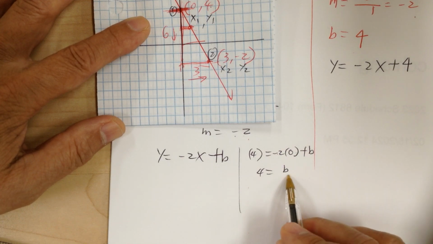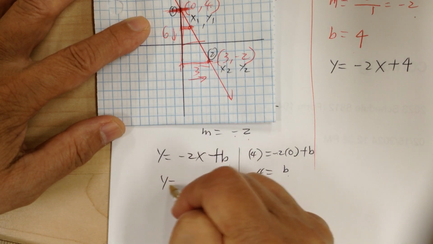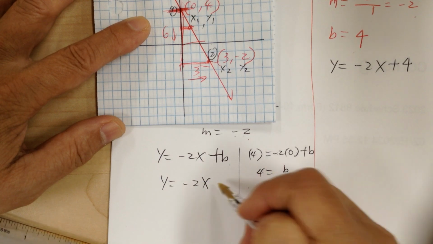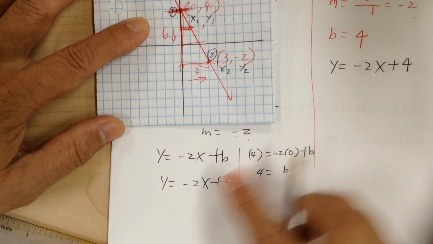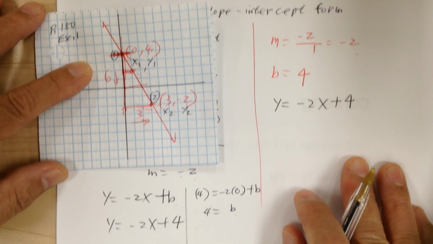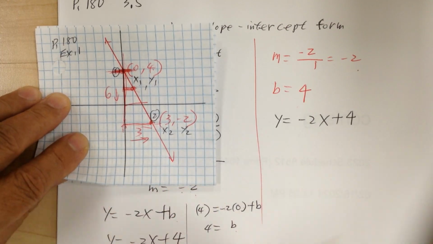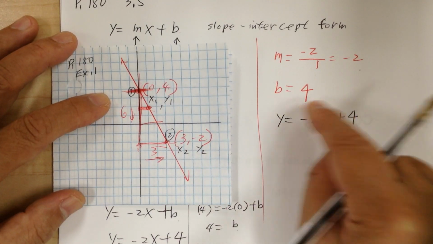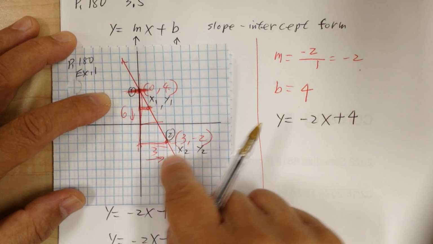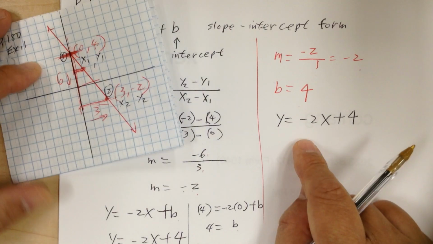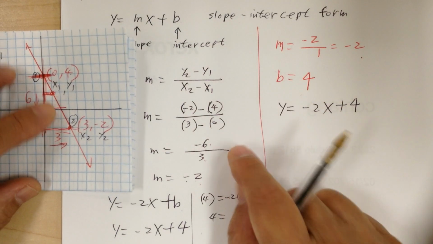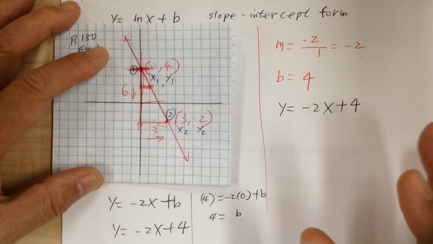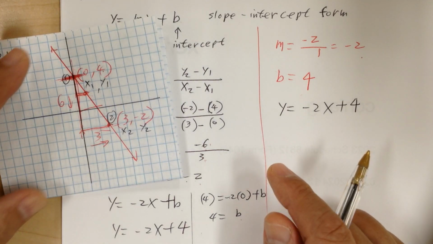So once you find b, you substitute back in here. So y equal to negative 2x plus 4. Okay, and you got the same answer, right? See that? So as you can see, if you understand the concept, if the graph is given, it's much quicker by just going to the graph, right? But in some problems, it depends on the situation.